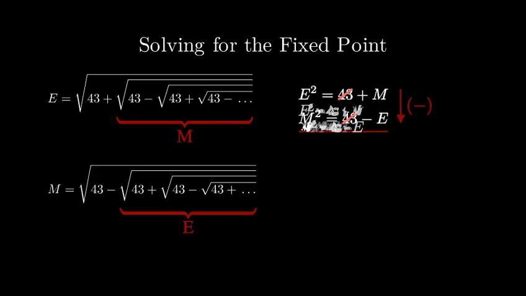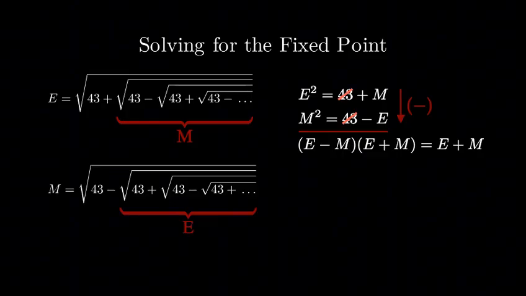Subtracting one from the other eliminates the constants. We get E squared minus m squared equals E plus m. Recognize this identity? It's a difference of squares, so it factors to E minus m times E plus m equals E plus m. And now, we can cancel the common term on both sides. This simplifies to a very clean result. E minus m equals 1. So we isolate m and find that m equals E minus 1.